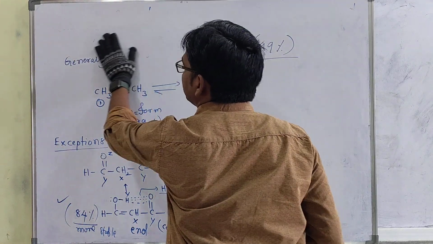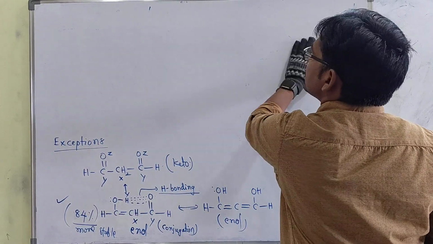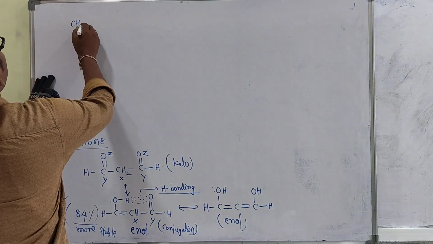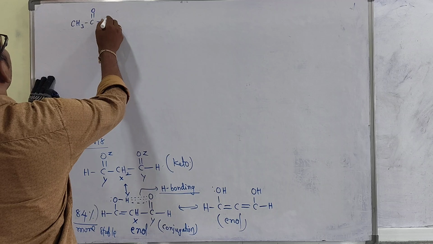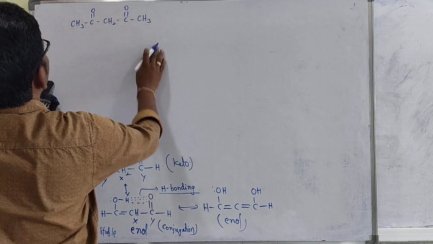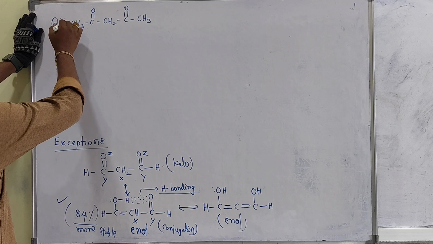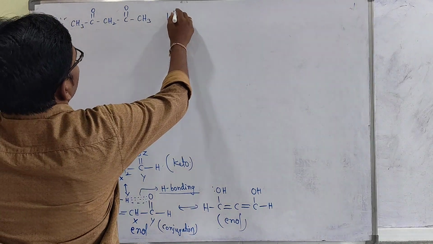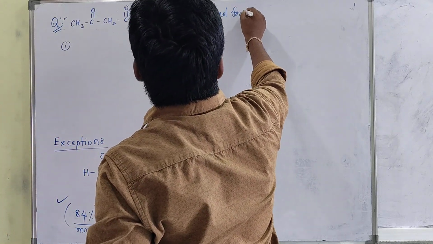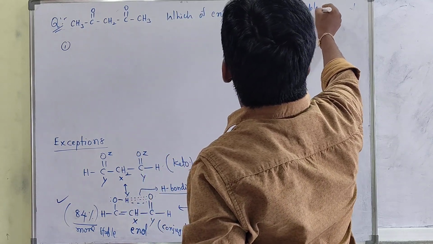Sir, based on this, one more exception I will discuss with you. One more exception. Sir, in case CH3, C double bond O, CH2, then C double bond O, then CH3, like this will be there. Sir, enol formations are possible. This is the question. Which of the enol forms is more stable? That is the question being asked.